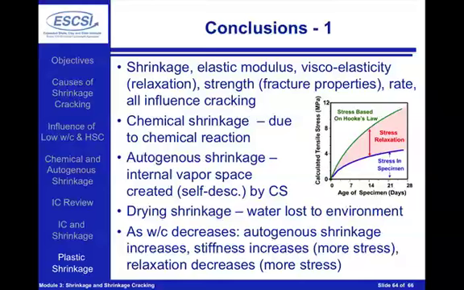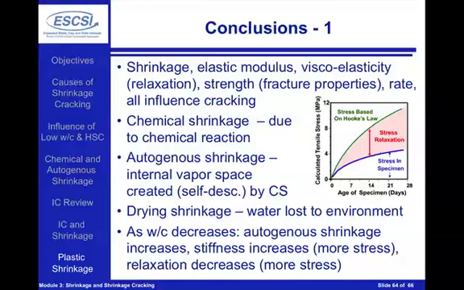Autogenous shrinkage can be mitigated by supplying water in the lightweight aggregates. They will reduce the amount of vapor-filled space that forms. Therefore, they're going to reduce the capillary pressure and reduce the autogenous shrinkage. Drying shrinkage describes water that's lost to the environment. When we use internal curing, we can slow down the rate of drying shrinkage, but at some point we probably get to having a very similar amount of drying shrinkage when we go long term.